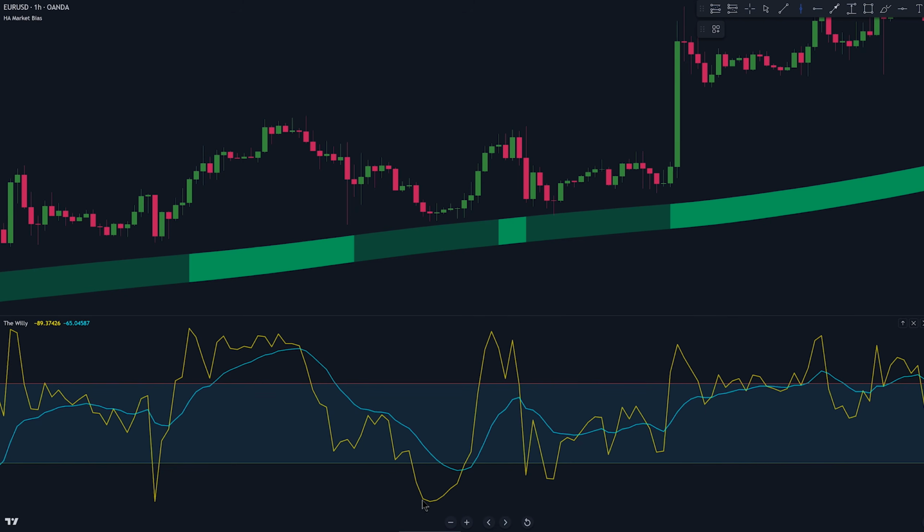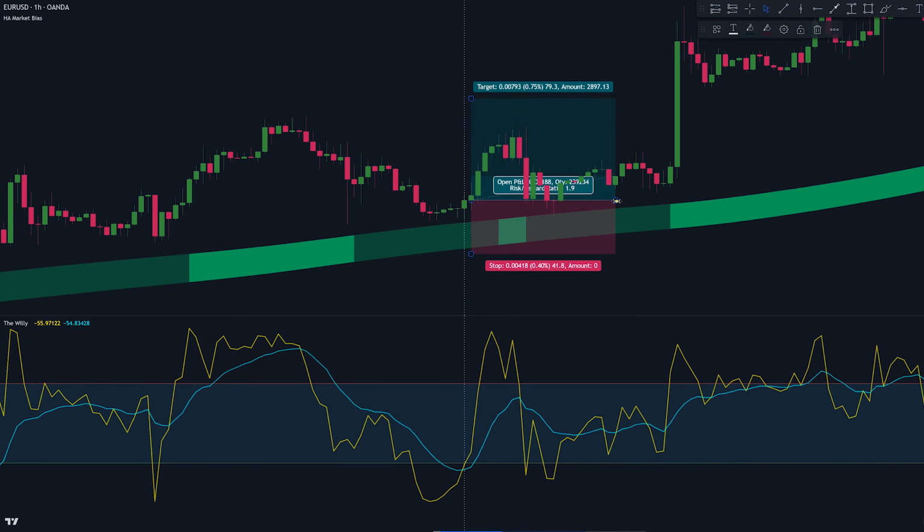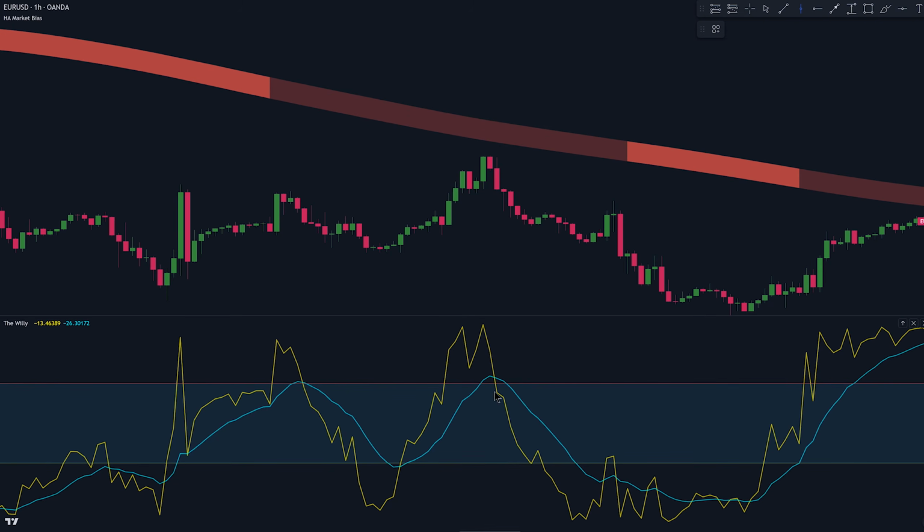When the percent range oscillator, this yellow line, crosses above the moving average, this blue line, and the cross happens below the -70 level, that is a signal to buy. But when the yellow line crosses below the blue line and the cross happens above the -30 level, that is a signal to sell.